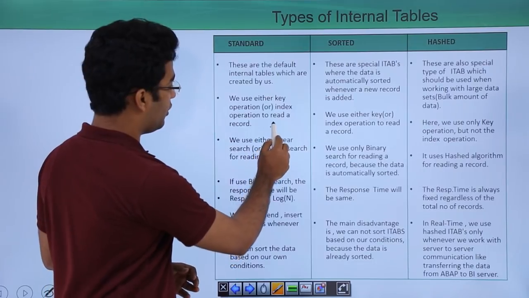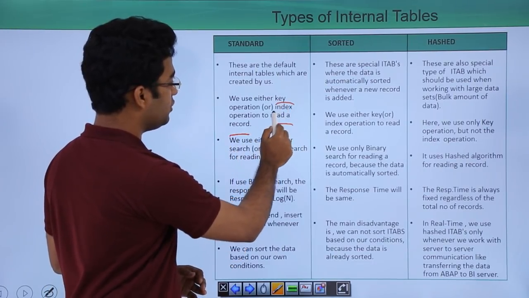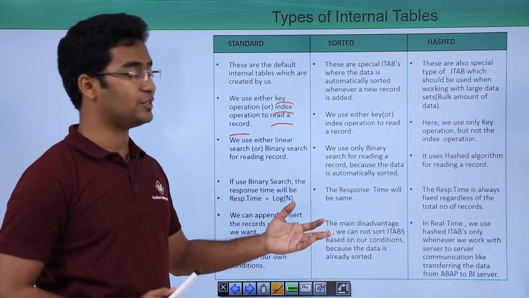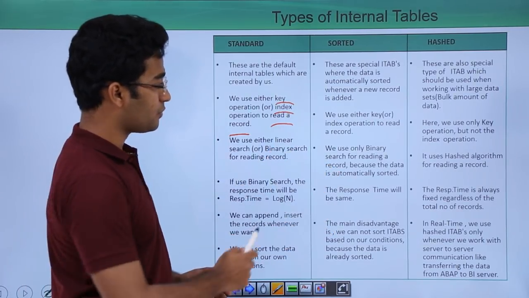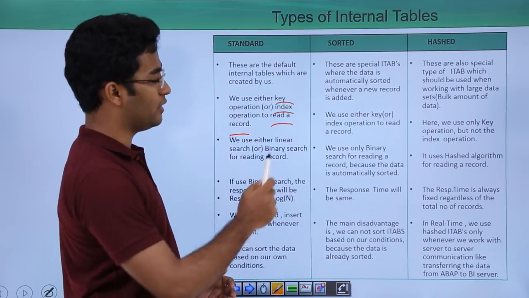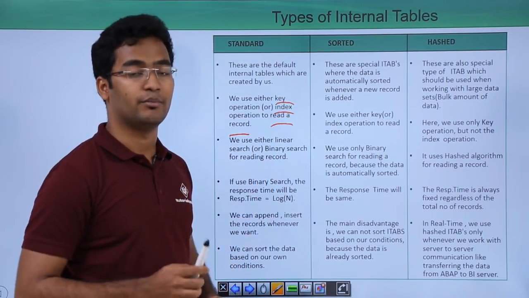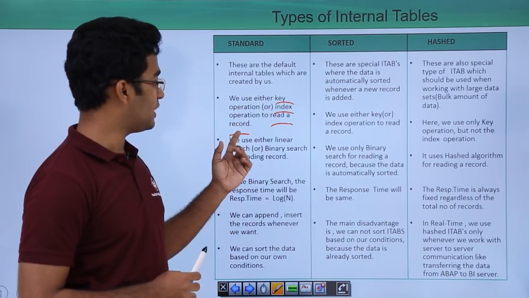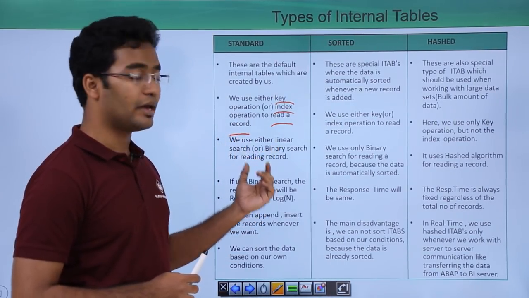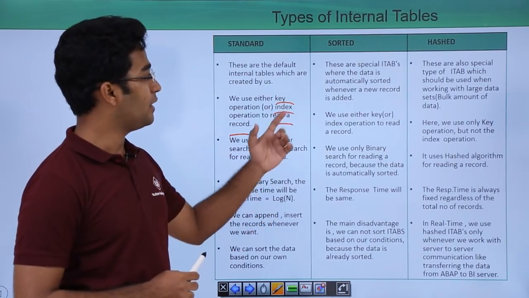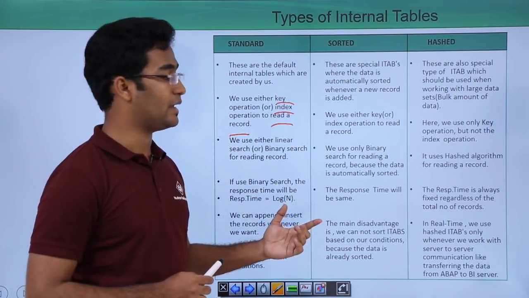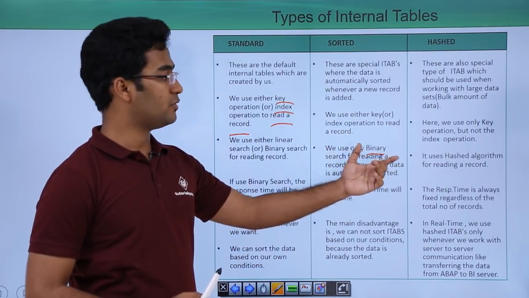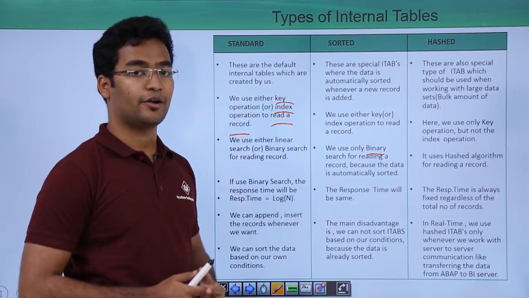To read a record in a standard table, we use the key operation or index operation. Similarly, in sorted also we use the key operation and the index operation. But in case of hashed, it only uses the key operation, not the index operation. The standard one uses the linear search algorithm and the binary algorithm, but in case of sorted, it only uses the binary algorithm. In case of hashed, it uses its own hash algorithm to read a record.